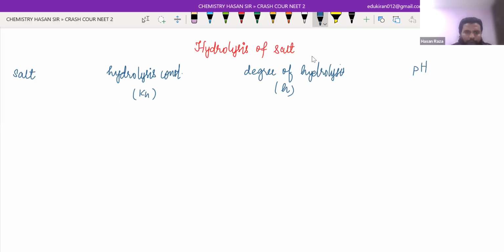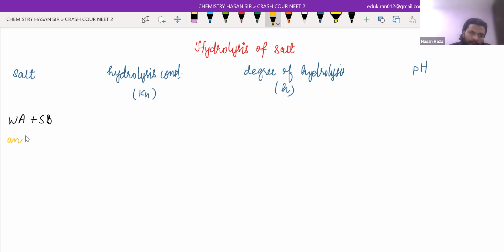Formula of pH for all this. Okay, so first of all, if the salt comes from a weak acid and a strong base, you know that when acid and base react together, they form salt. But if your base is strong and acid is weak, then the salt formed is basic. Basic salt, the solution will be basic.